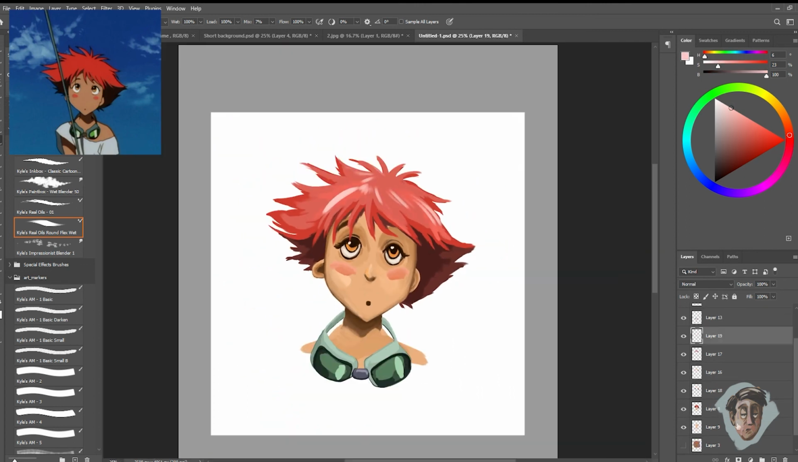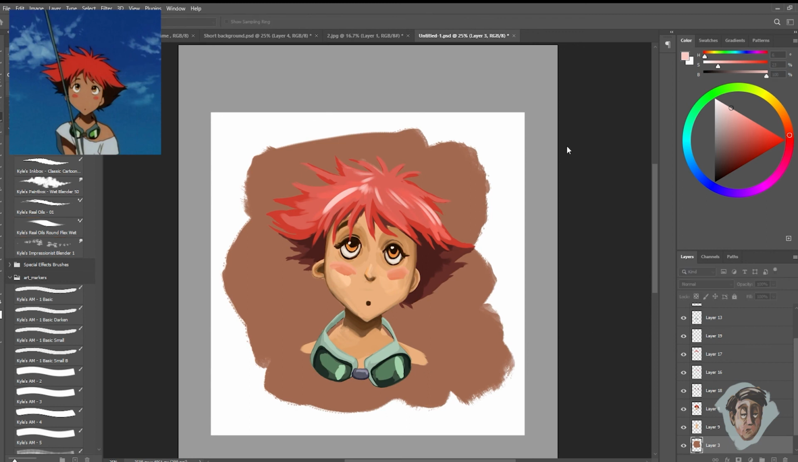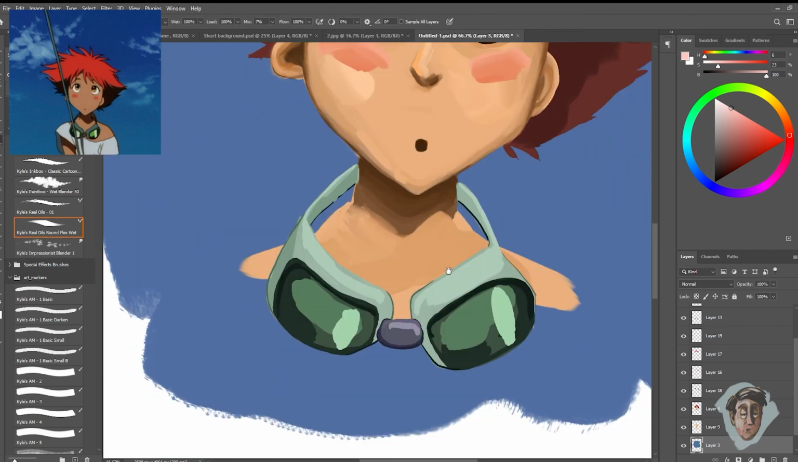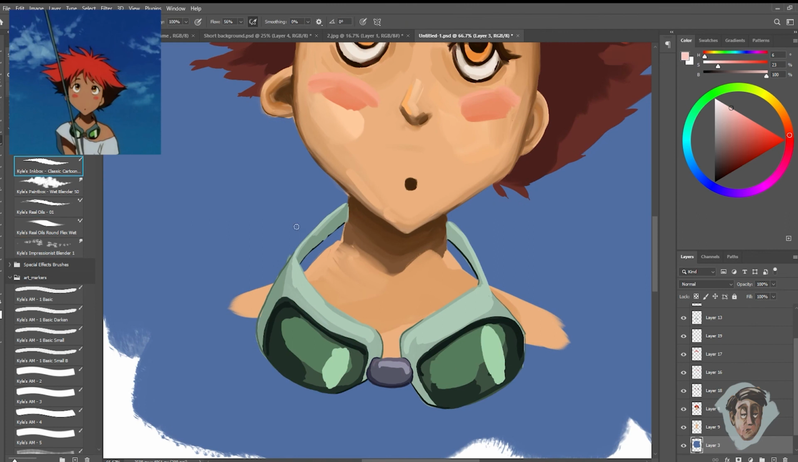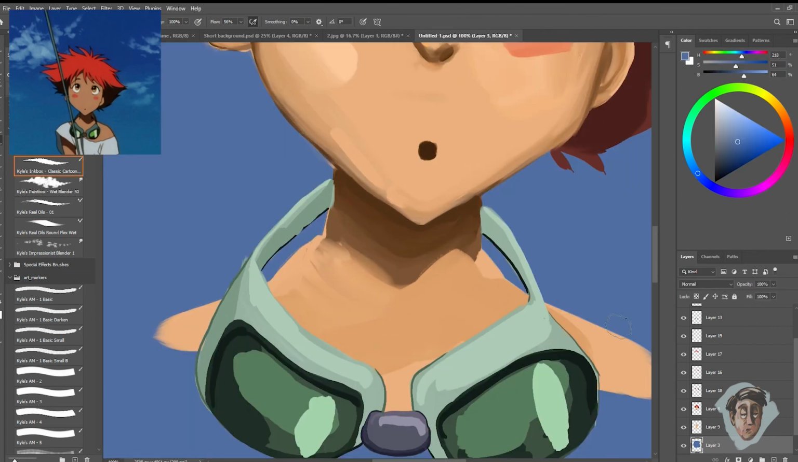A bit of cleanup at the end and changing the background to the blue, which contrasts with Edward's dominant red hair. I think that is it.